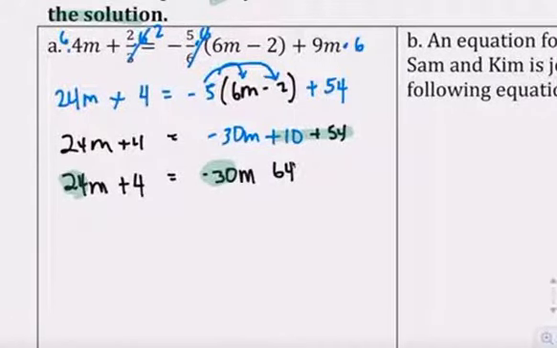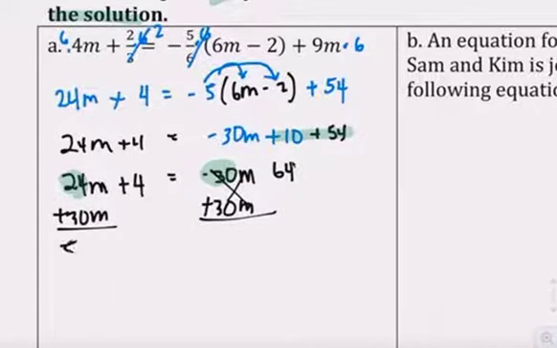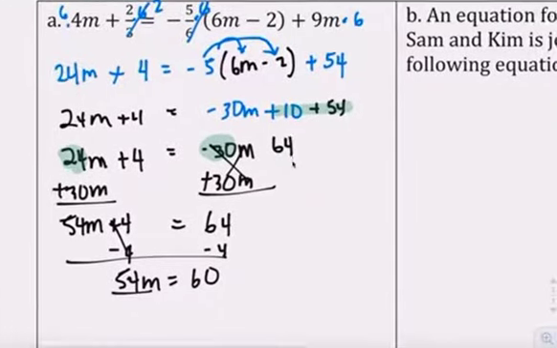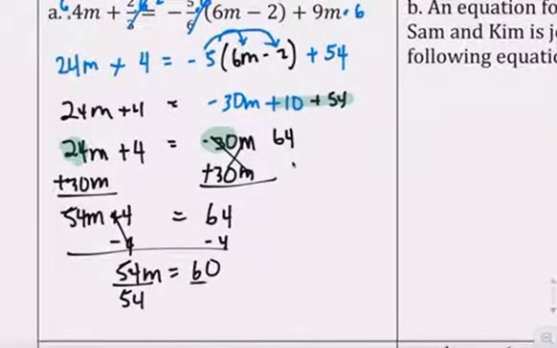They're different, so you add 30m, add 30m, you get 54m plus 4 equals 64. Did I make any careless mistake? -4 minus 4. 54m equals 60. Divide by 54. Divide by 54. m equals, reduce that.